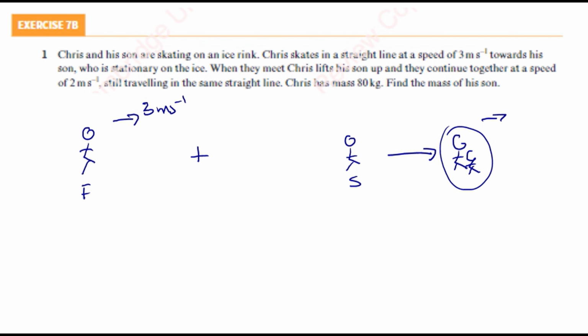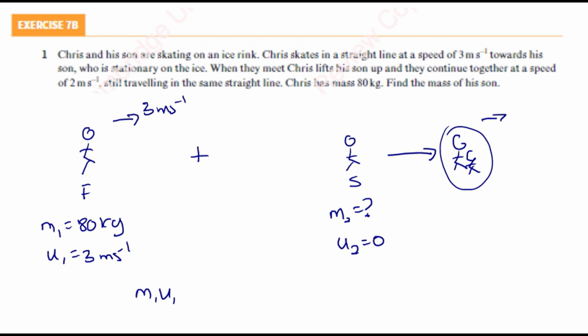So Chris has a mass of 80 kilograms, so m1 will be 80 kilograms. The initial speed of Chris is 3 meters per second. The mass of the son is what we're required to find out, and the son was stationary on the ice. That means that his initial velocity is 0. So we've got m1u1 plus m2u2, the total momentum before the collision, equals m1v1 plus m2v2.